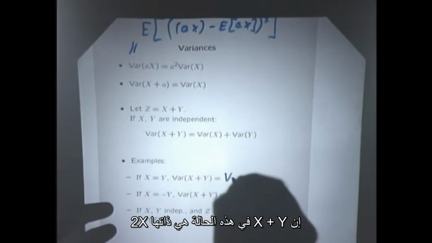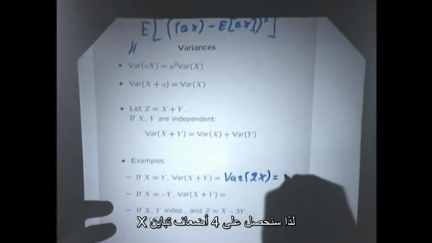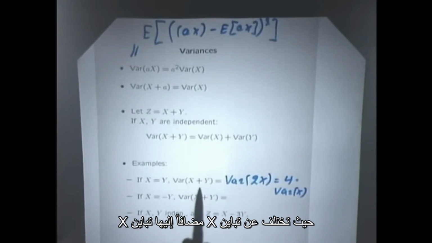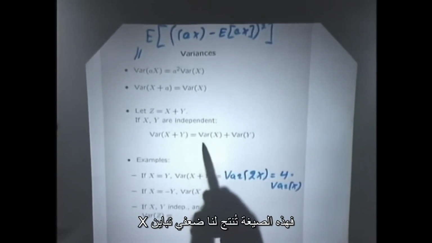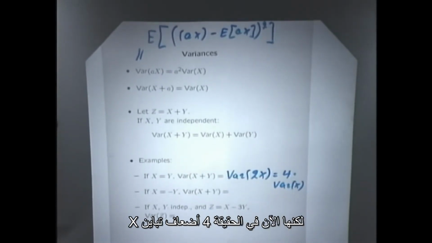Well, x plus y in this case is the same as 2x. So we're going to get 4 times the variance of x, which is different than the variance of x plus the variance of x. That expression would give us twice the variance of x, but actually now it's 4 times the variance of x.